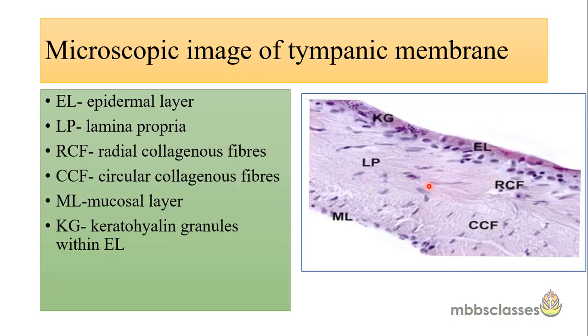This is a microscopic image of the tympanic membrane. So we all know that the tympanic membrane has three layers. The outermost layer is the epidermal layer. The middle layer is the fibrous layer, which again has two parts. This is the radial arrangement of the collagenous fibers, and the inner layer of the fibrous layer is the circular layer, that is the circular collagenous fibers, and the medial most layer is the mucosal layer.